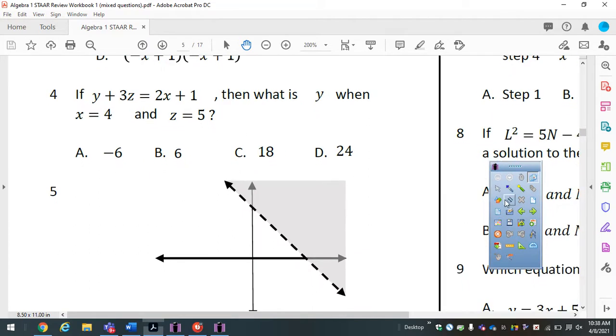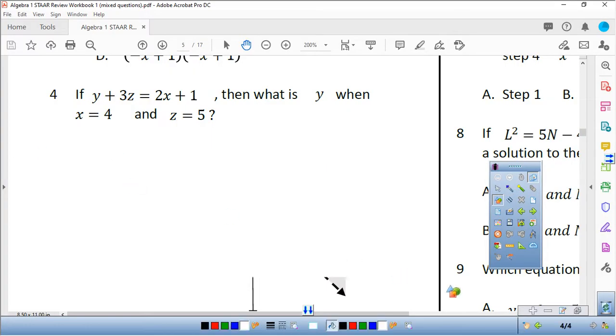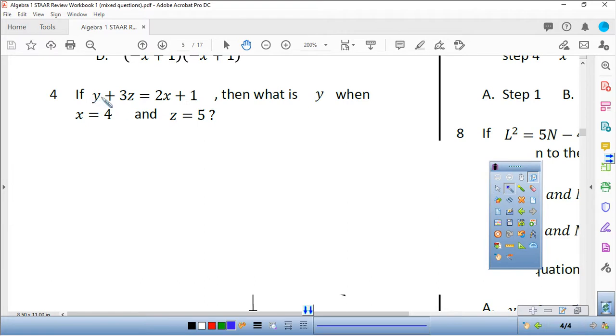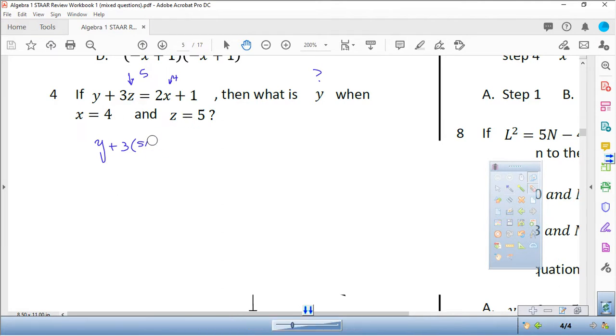This one's really easy, actually. It's a joke. A lot of you might freak out. It says, if y plus 3 times z is equal to 2x plus 1, then what is y? So we're basically looking for y when x is 4. So we're going to plug in a 4 here, and right here we plug in a 5. Those are supposed to be arrows. Okay, that's it. So we're going to have here y plus 3 times 5 equals 2 times 4 plus 1.